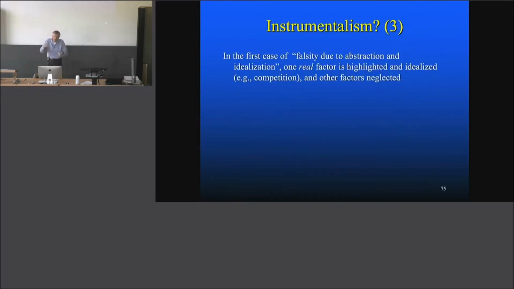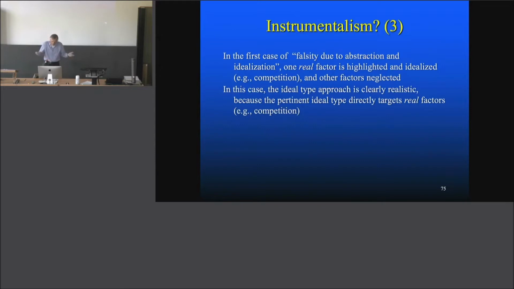Now, in the first case, I will go through it in detail. In the first case of falsity due to abstraction and idealization, one real factor is highlighted and idealized, for instance, competition, and other factors are neglected. Of course, real factors, right? And the idealization and falsities, I say, yeah, the other factors don't play a role, and I idealize this one. In this case, the ideal type approach is clearly realistic, because the pertinent ideal type directly targets real factors. He's just picking out the real factor, and the falsity is produced because it's an idealization. It's not the reality. The reality is much more messy, but I'm just picking out the most relevant one. So when I describe this one, I drop this one.